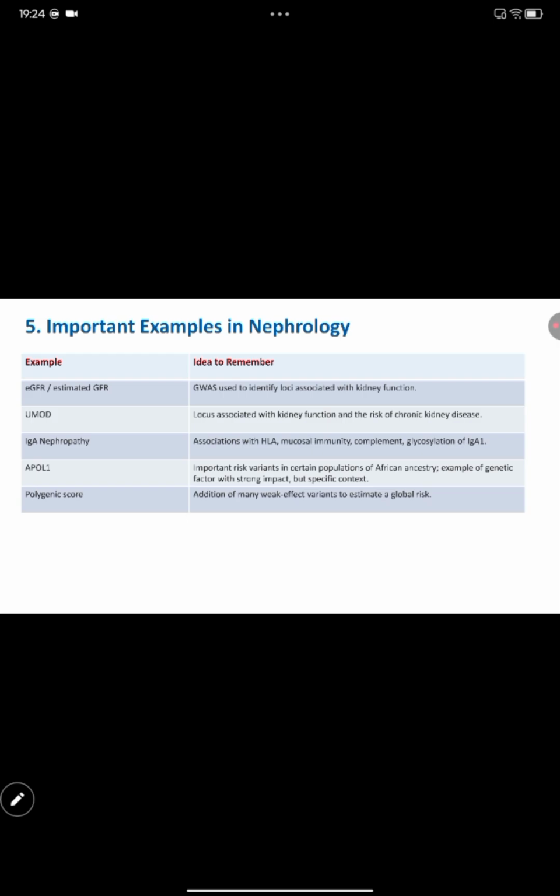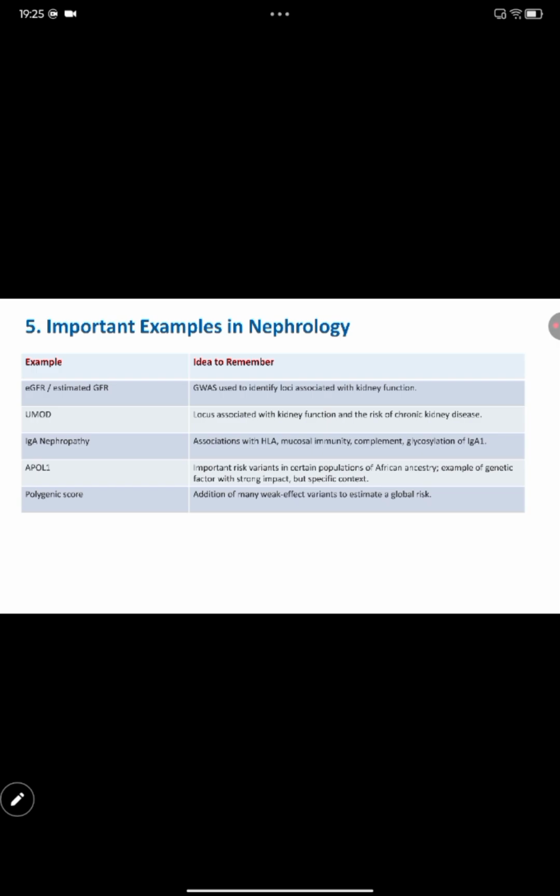Let's give some examples in nephrology about GWAS. GWAS have been used to identify some loci associated with estimated GFR and kidney function. For example, the UMOD locus is associated with kidney function and the risk of chronic kidney disease.